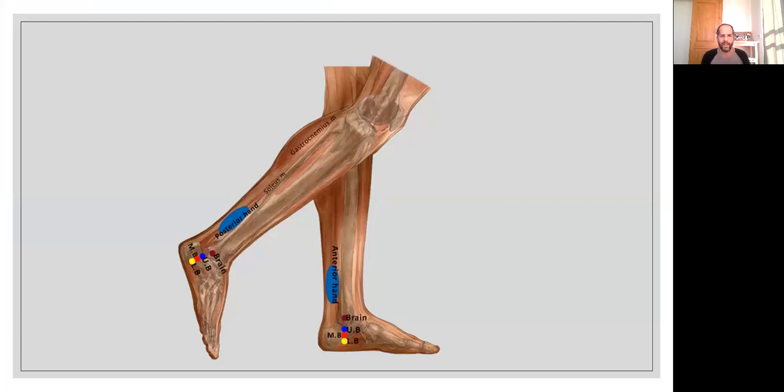So I'd like to speak about the first points. What we see here in blue, on the lateral side and on the medial side, are called the soleus points. The soleus points are located in the area where the soleus muscle integrates and becomes the Achilles tendon. On the medial side, it's around kidney 7 and 8 acupuncture points.